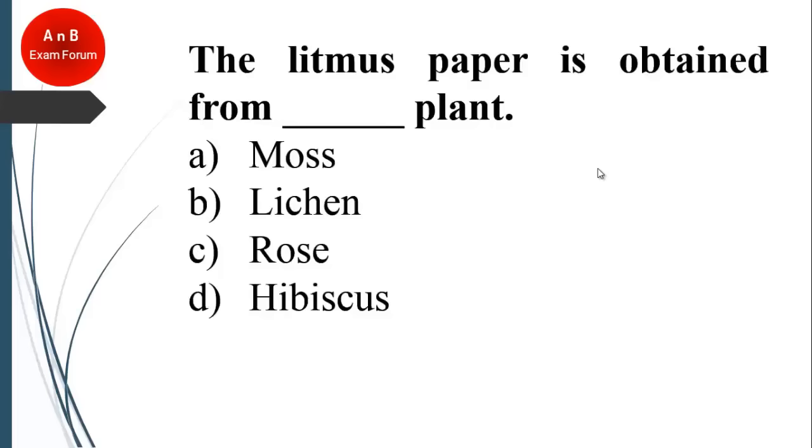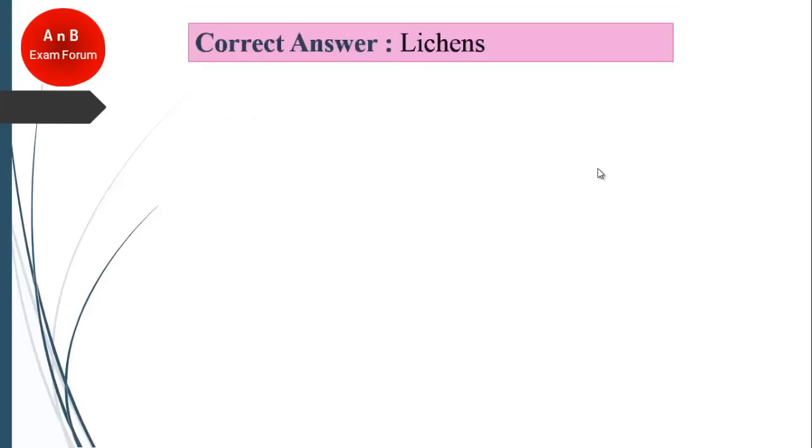This is also a very simple one. The litmus paper is obtained from dash plant. The options are moss, lichens, rose, hibiscus. This is an important question for this series. Yes, you are right. Lichens is the correct answer. It is a purple plant from which litmus is obtained. Okay.